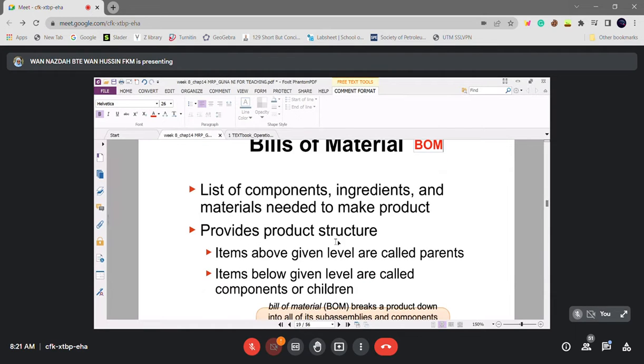And if you want to know how the product is being manufactured, for example, product A will be assembled to product B and so on, then the bill of material, if you represent it schematically, gives you the product structure.